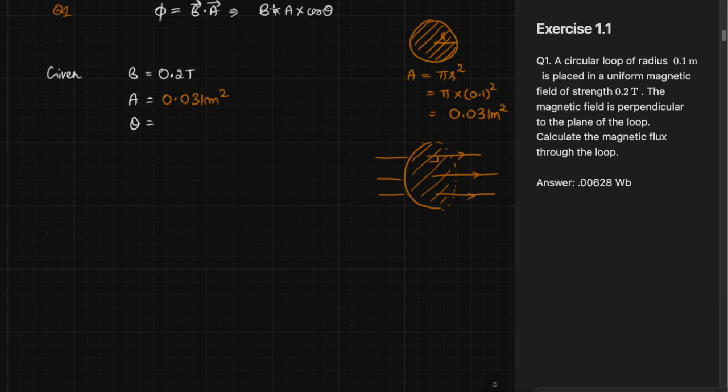The theta should be between B and A, and A is the area vector that we need to draw. So this is how they are. The magnetic field is like that, and the loop is placed perpendicular. And we have drawn that diagram. If you draw an area vector for this, which should be perpendicular to the loop, you will see the area vector and the B vector are in the same direction, or they are parallel. So the theta will be equal to 0.